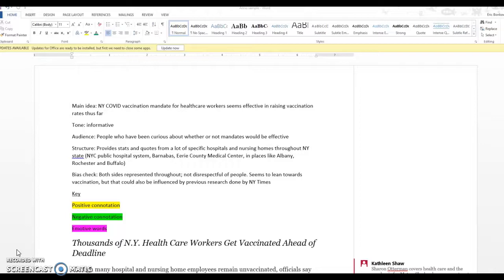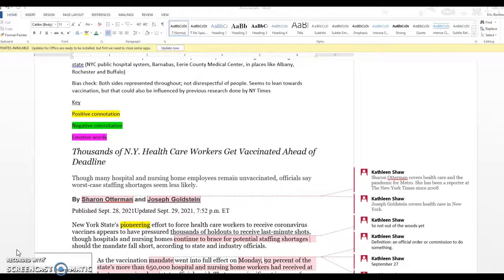So once you've selected an article, you've gone through the evaluation stage of it, and you filled out that worksheet about evaluating it for CRAP, then you're going to annotate it. So this is the basic breakdown of what I did.